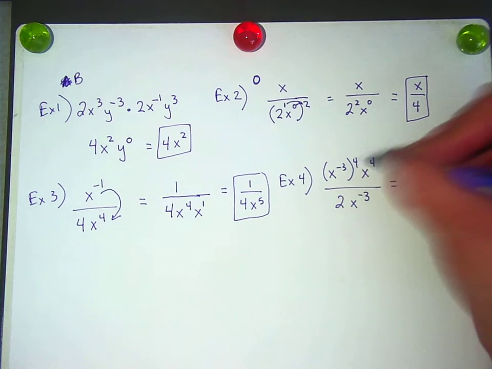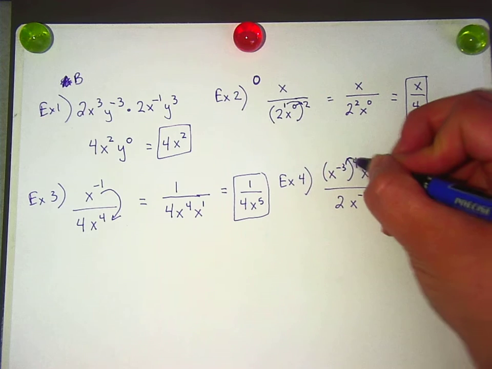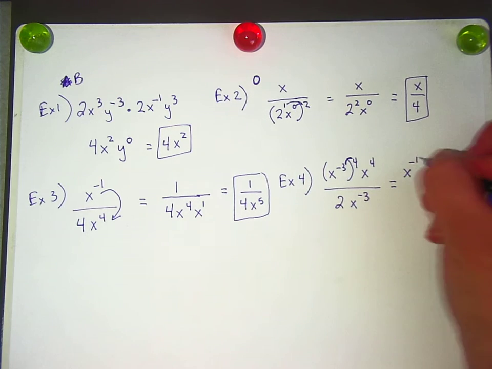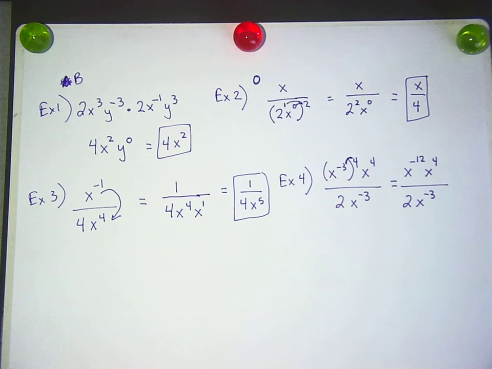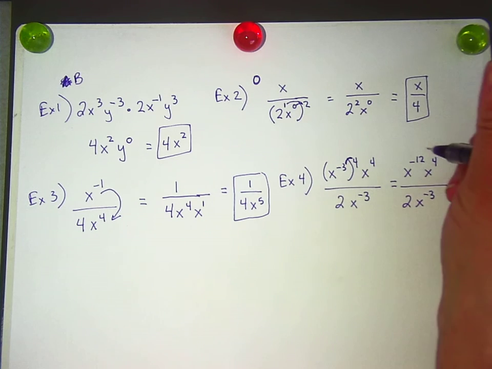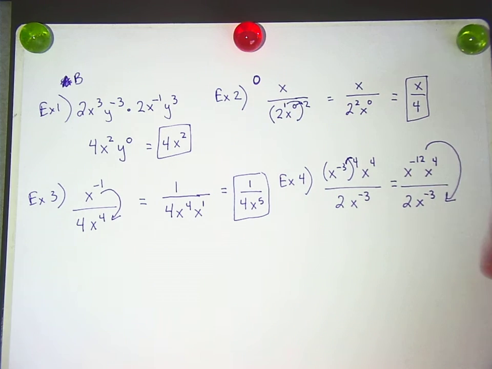What do I do with this 4 on the outside? Distribute it, multiply it in. So that's x to the -12th, x to the 4th over 2x to the -3. Anybody have an idea what we could do next? Yeah. If there was just a number there, or just an x or just a y that didn't have an exponent, you'd put a 1 by it. Sure can. I can move the -12 down to the bottom. And while I'm doing it, let's move this -3 up to the top.